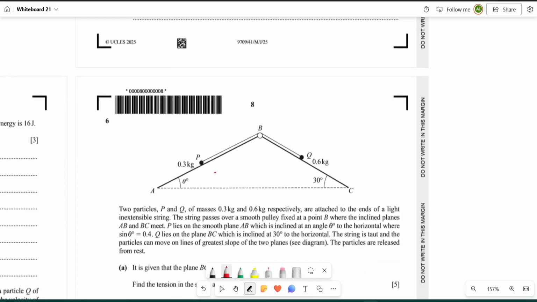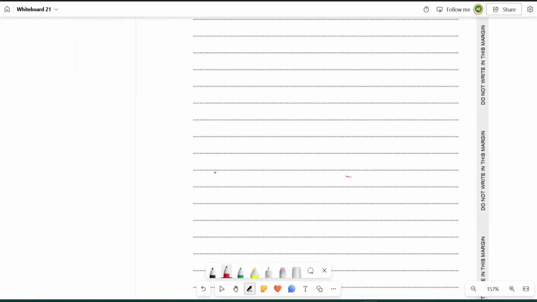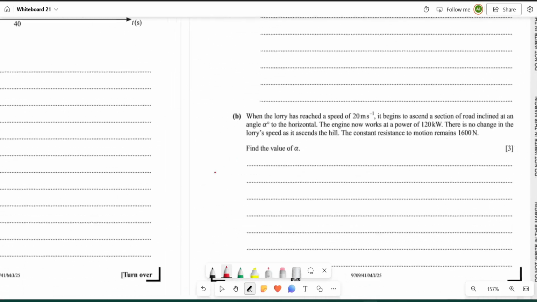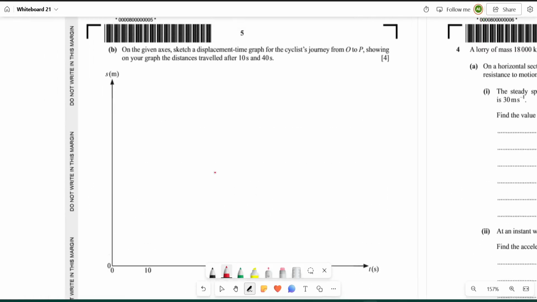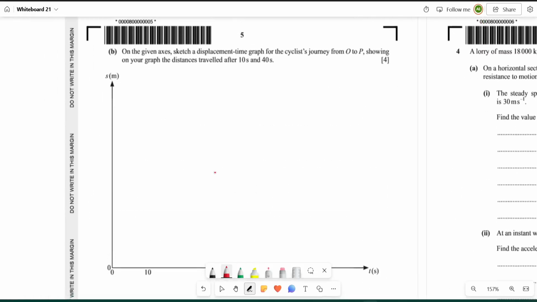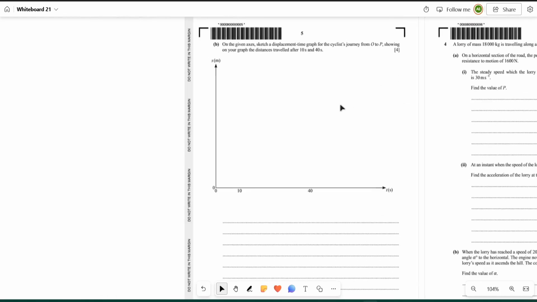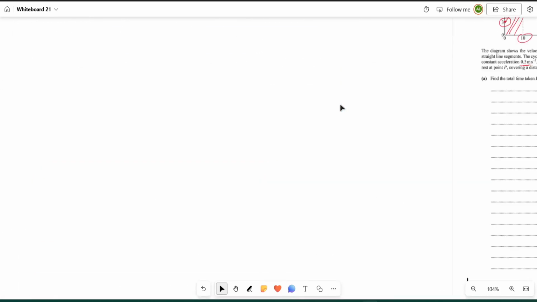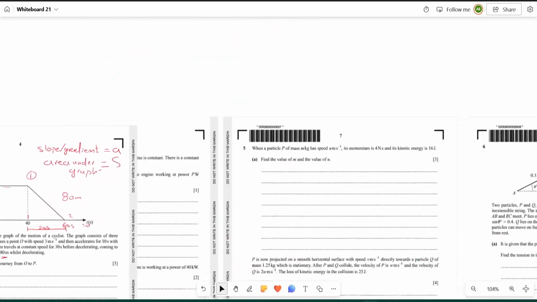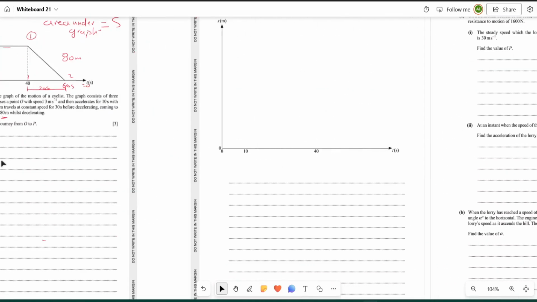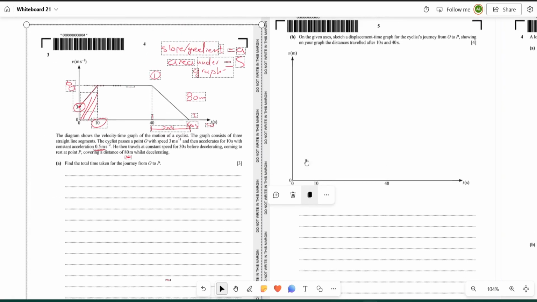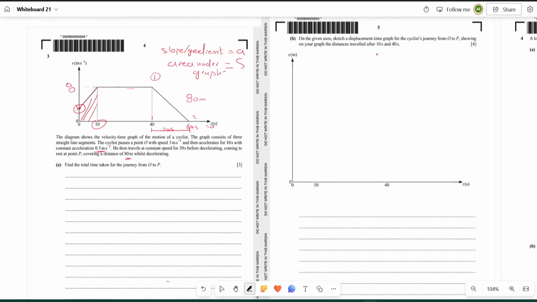Okay, let's take a look at part B. I think it should be over here, yes. On the given axes, sketch the displacement-time graph for the cyclist's journey from O to P, showing on your graph the distances traveled after 10 seconds and 40 seconds. Okay, this is an interesting question. Let me copy all of this and bring it over here so we can visualize what is happening. So over here, I need to sketch a displacement-time graph, okay?